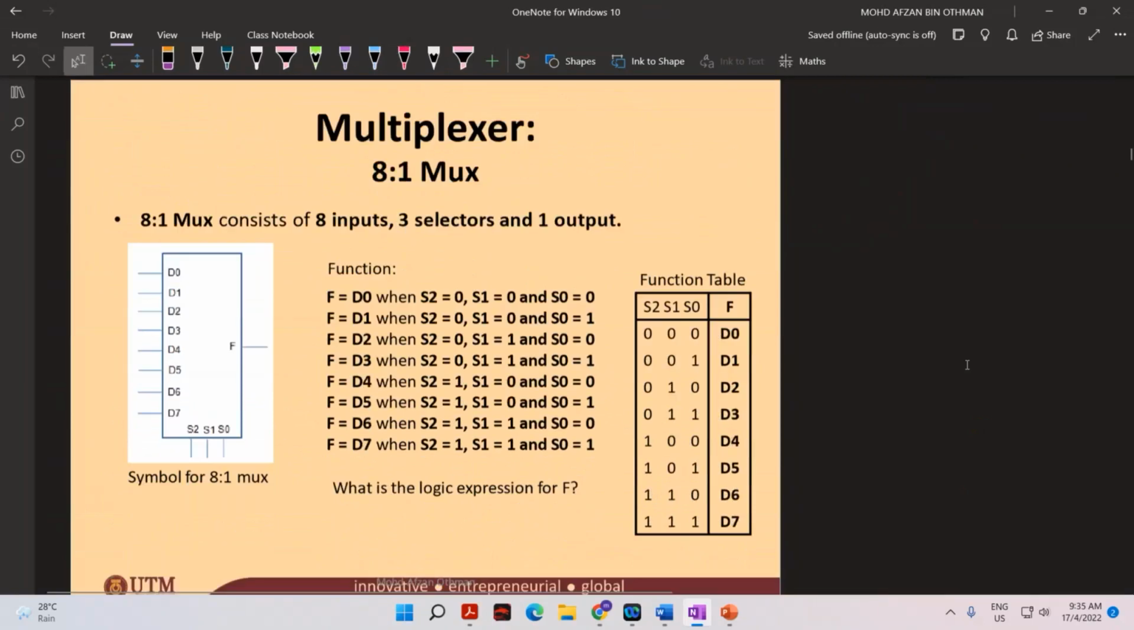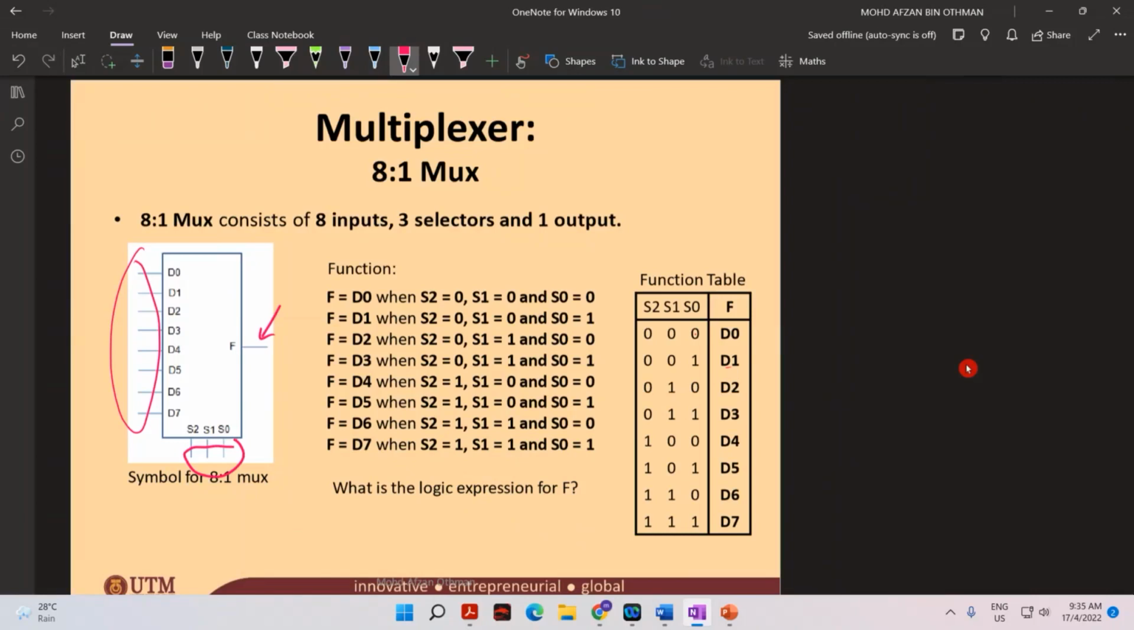And then we have the 8:1 mux. Okay, so 8:1 mux consists of 8 inputs, 3 selectors, and 1 output. Okay, so the input is from D0 until D7. Okay, you can see here, kalau kamu tengok 000, the output F coming from D0. 001, the output is coming from D1. 010, output from D2. 111, output from D7.